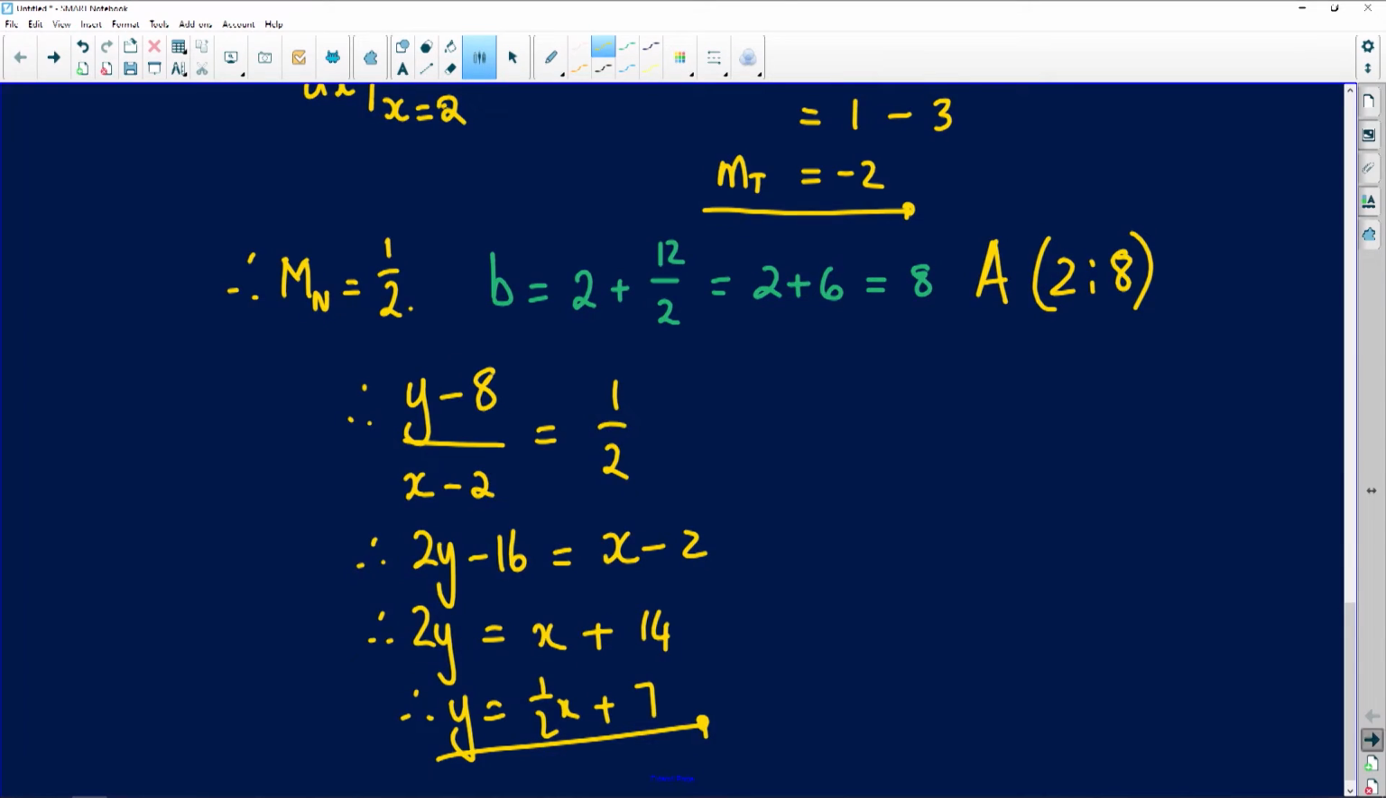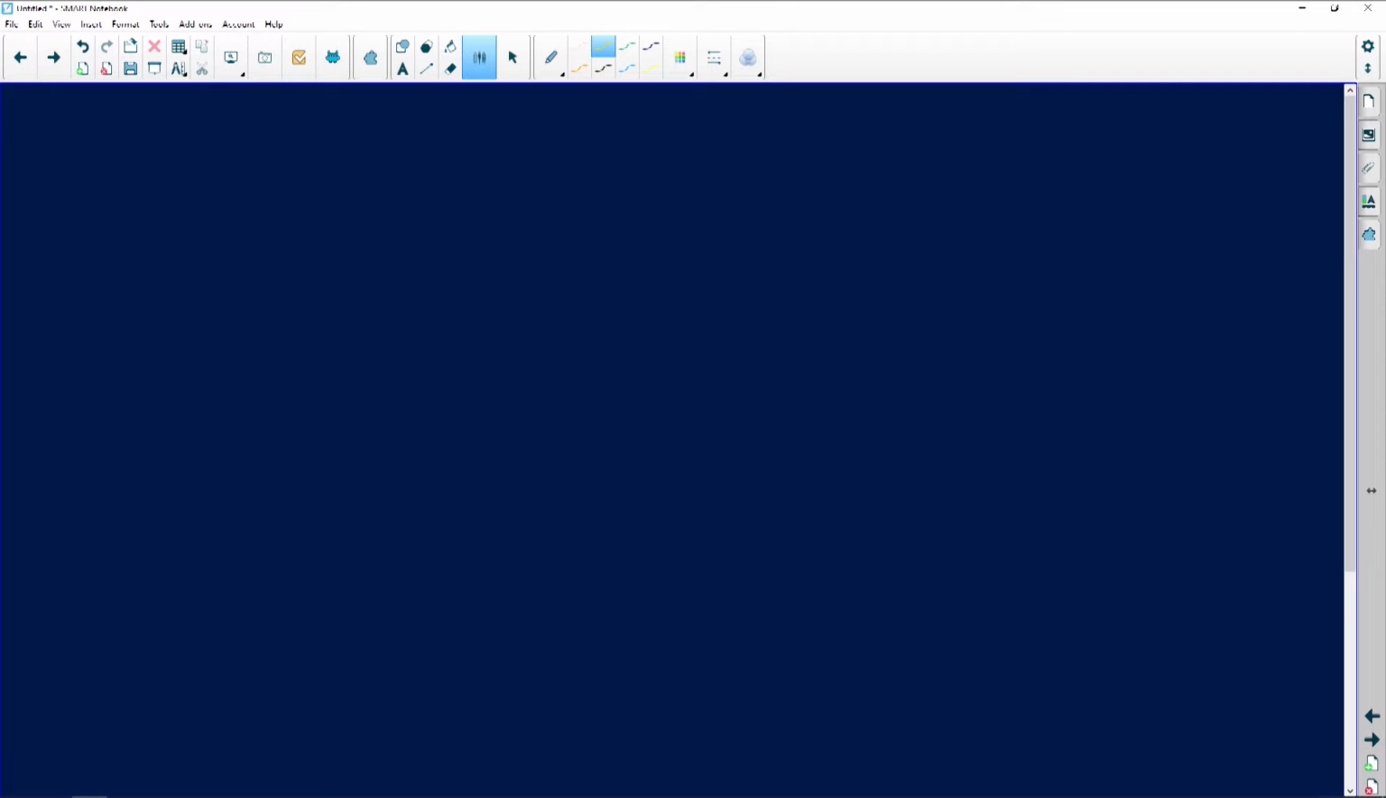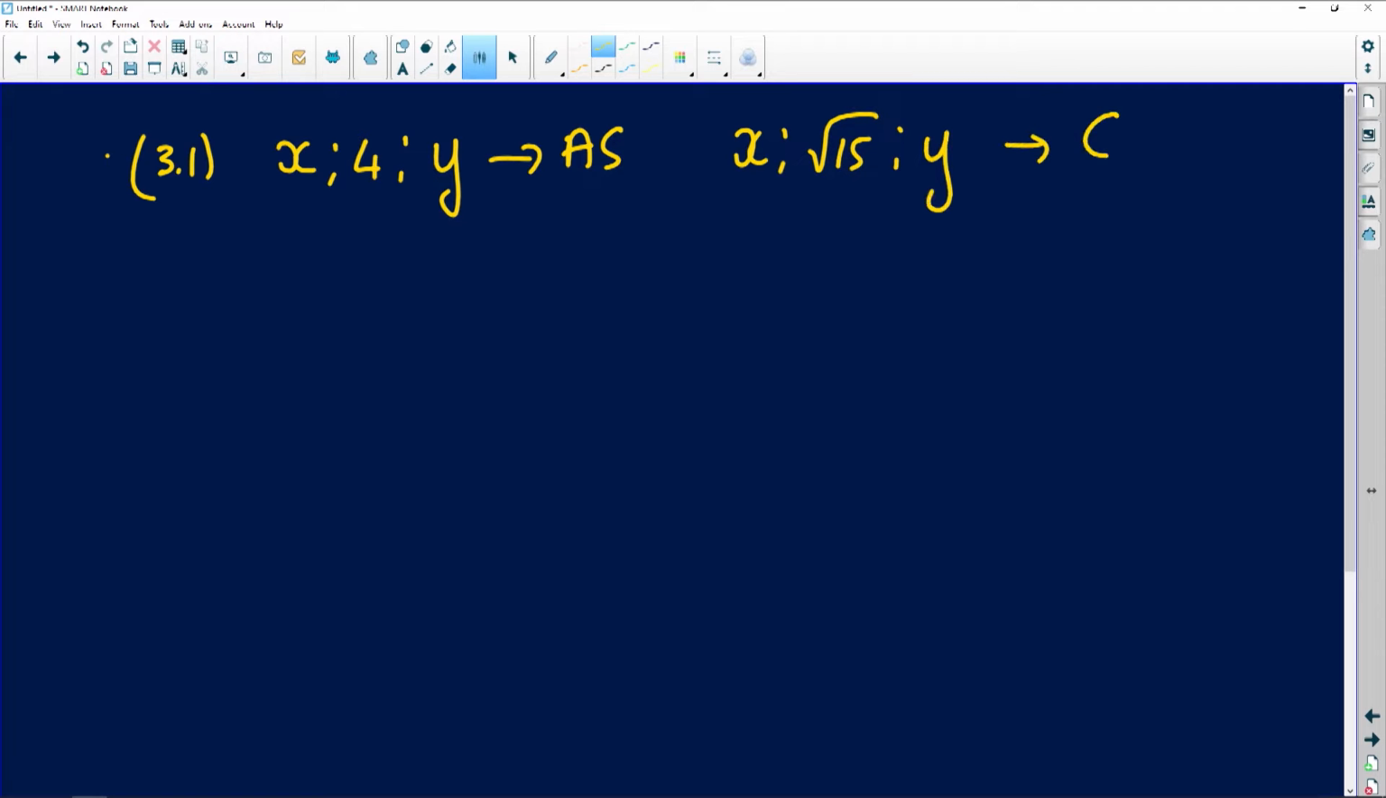Let us get to a new page and let's see. Question 3, it says the following. 3.1 of this question says, x, 4, and y forms an arithmetic sequence. And then they say x, root 15, and y forms a geometric sequence. They want us to find the values of x and y. The marks are not indicated on here.